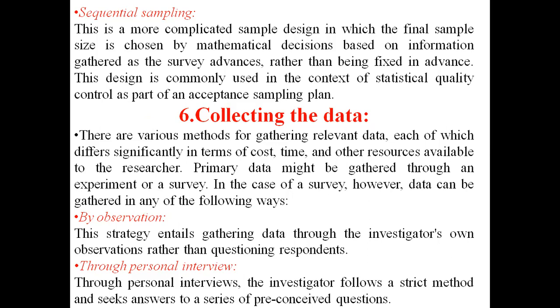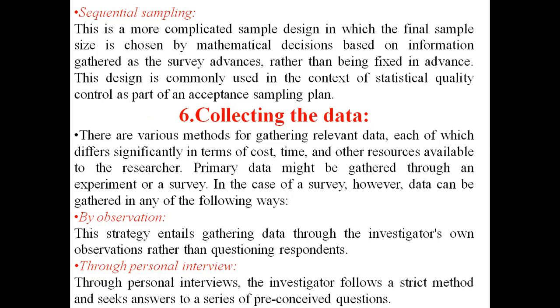Primary data might be gathered through an experiment or a survey. When a researcher conducts an experiment or survey, he takes note of some quantitative measurements or data, with which he tests the truth of his hypothesis. In the case of survey, however, data can be gathered in any of the following ways.